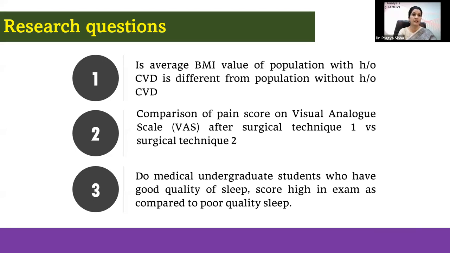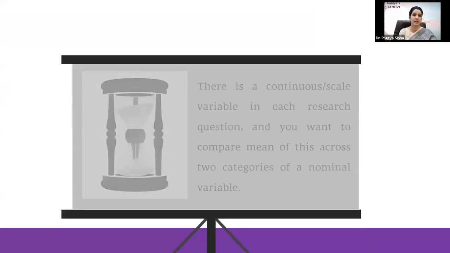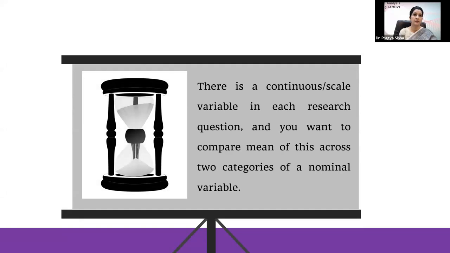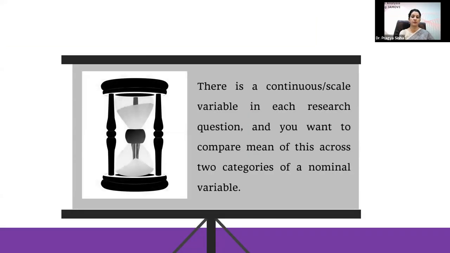So in all these three research questions, what you can see is that there is a scale variable. And for this scale or continuous variable, we want to see the mean value across two categories of a nominal variable. And that should be two categories. You can see here, the two categories are with a history of CVD and without a history of cardiovascular disease. The two categories here are surgical technique 1 and surgical technique 2. And here the two categories are good quality of sleep and bad quality of sleep. So I want to compare the mean value across these two.